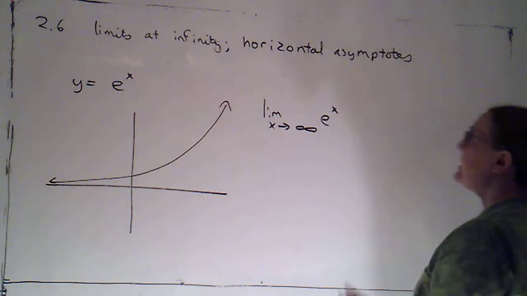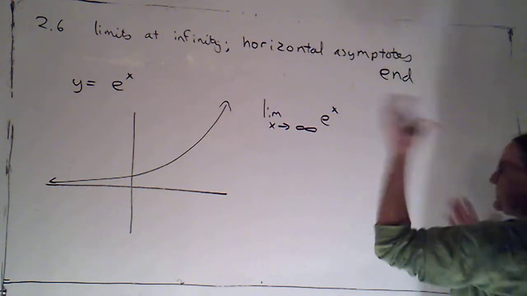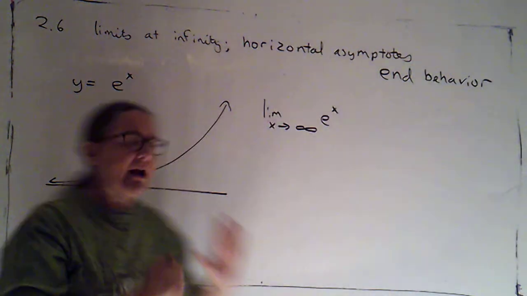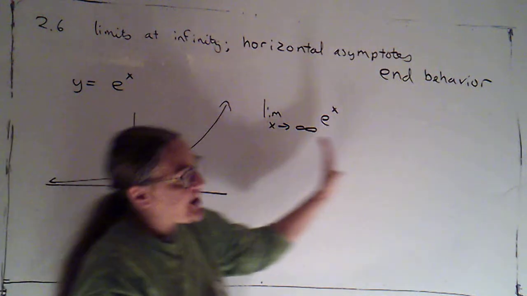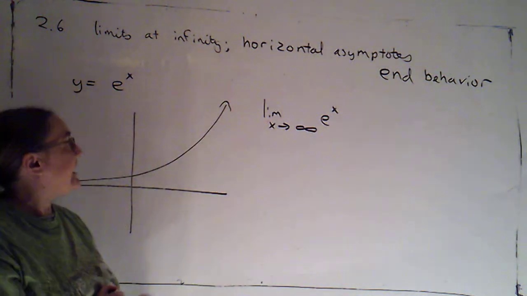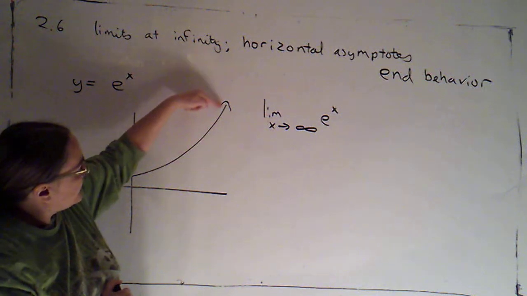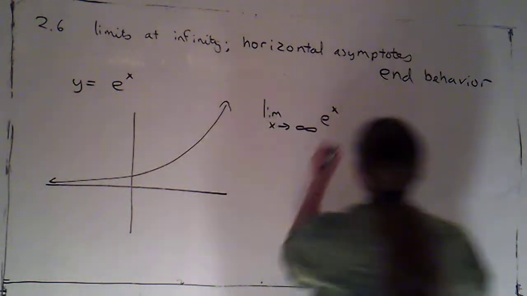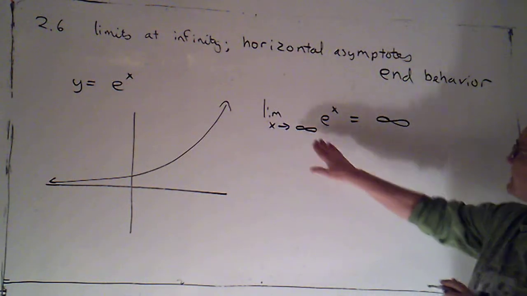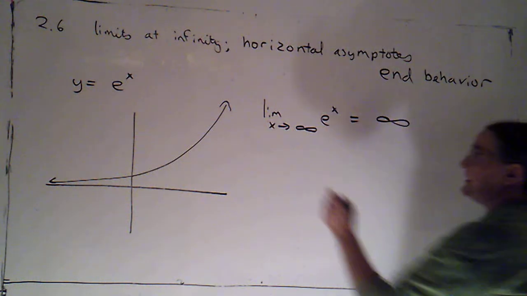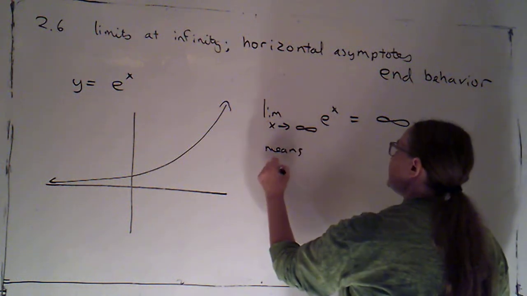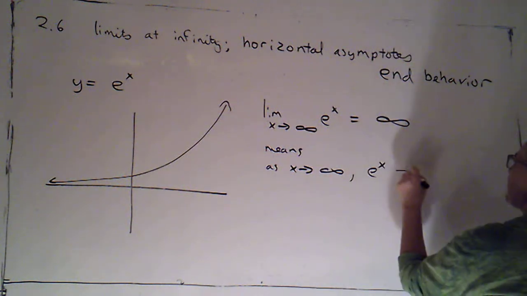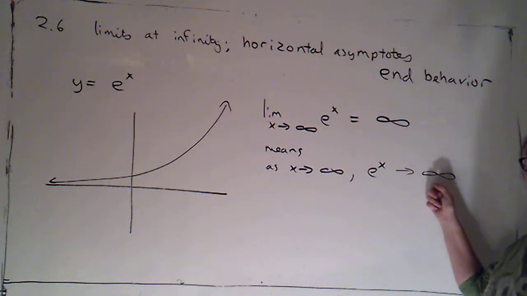Often limits at infinity are described as describing the end behavior of the function. What happens as I just keep going infinitely far to the right? Now, if I follow this graph infinitely far to the right, I see that my y values are going infinitely high up. And so here, we would say that this limit is infinity. And what that means is just as x goes to infinity, e to the x, the y value on my graph, goes to infinity as well.